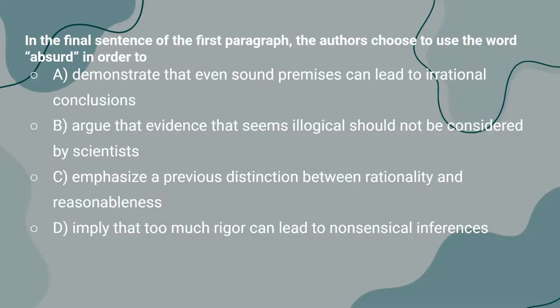A is a very good answer because it says how sound premises can lead to irrational conclusions. However, I think if you read the passage, you'll see that they don't really believe that's a sound premise. I think they believe that it's a little bit absurd, and that's why they're using the word absurd. Even though denotatively it would make sense, connotatively it doesn't, and that's why C is going to be the correct answer. Because it's all about emphasizing a previous distinction between rationality and reasonableness. It's trying to emphasize something and showing how crazy it is, how they believe it's so crazy.